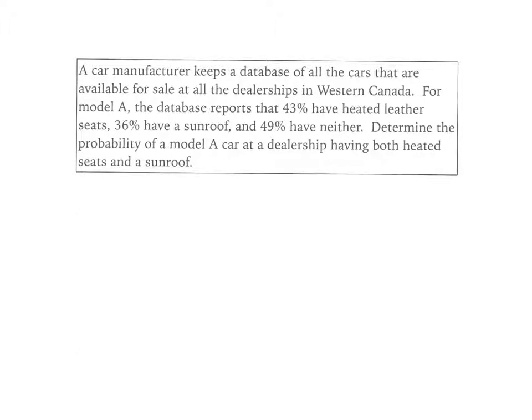Okay, let's just look at one more of these problems, okay, and then I'll shut up and let you get to work. A car manufacturer keeps a database of all the cars that are available for sale at all the dealerships in Western Canada. For Model A, the database reports that 43% have heated seats, 36% have a sunroof, and 49% have neither.